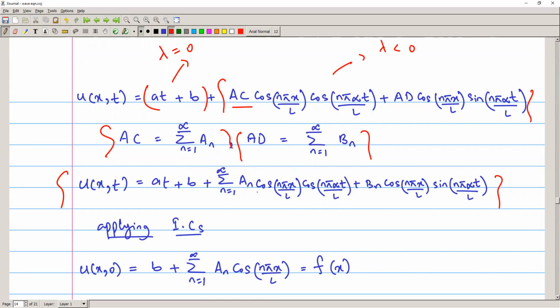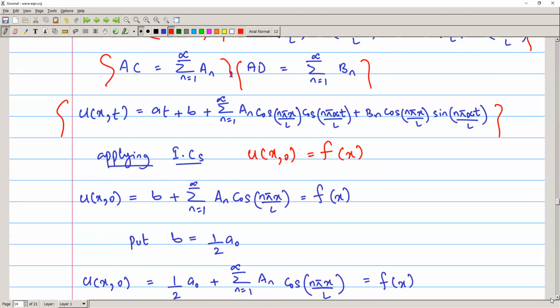So the first condition, that is u of x comma 0 equals f of x. It means that at t equals 0, there is some function of x. The behavior of the wave equation is given by some function of x at t equals 0. So when we apply t equals 0 to the equation, we will be left with b plus summation a_n cosine n pi x over L. So this is equal to f of x.